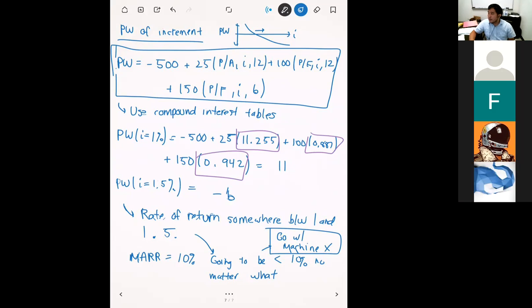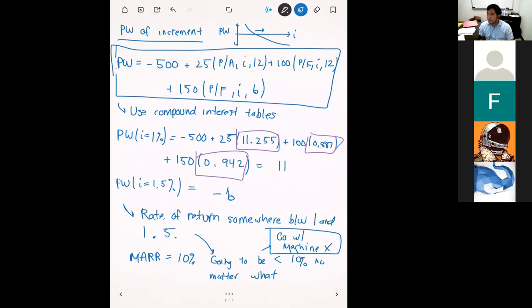Oh, sure. What's up? Can you explain what MARR means again? Yeah. So MARR stands for minimum attractive rate of return. And so it's basically the threshold that your rate of return has to be over in order for you to go for the higher cost option.